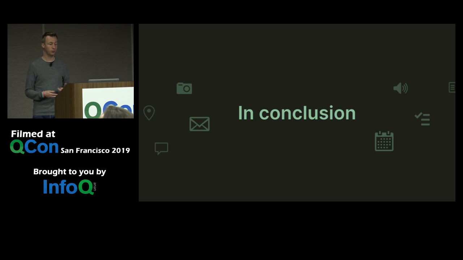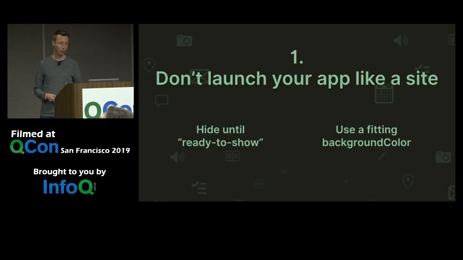So to conclude, building a cross-platform app that feels great everywhere doesn't require conforming to the platform UI. Thanks to web apps and mobile devices, people are more familiar with different interfaces, but the devil is in the details. To make your app feel at home, you need to take care of at least these things. One, you need to not launch your app like a site. You want to hide it until it's ready to show, or you want to use a fitting background color that matches the style of your app.